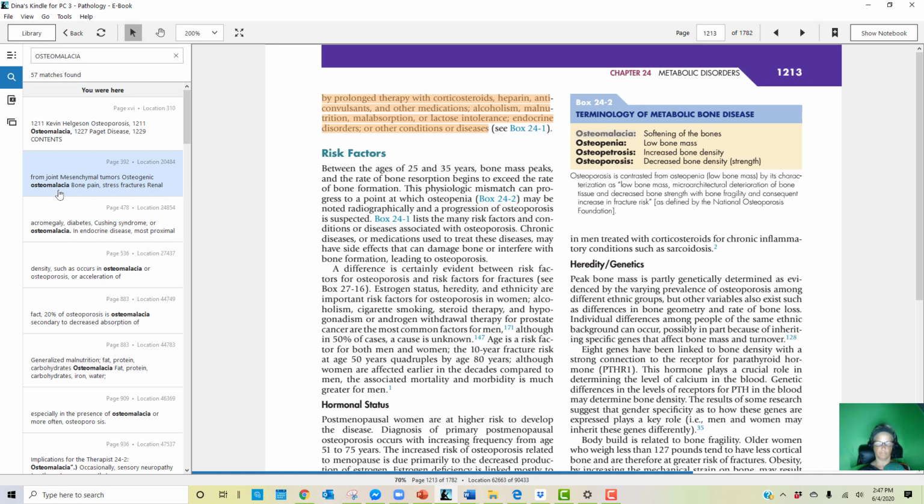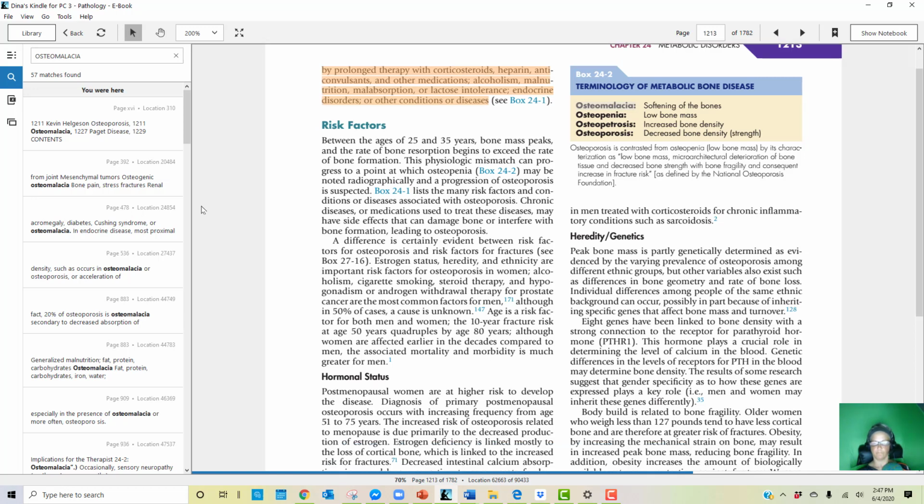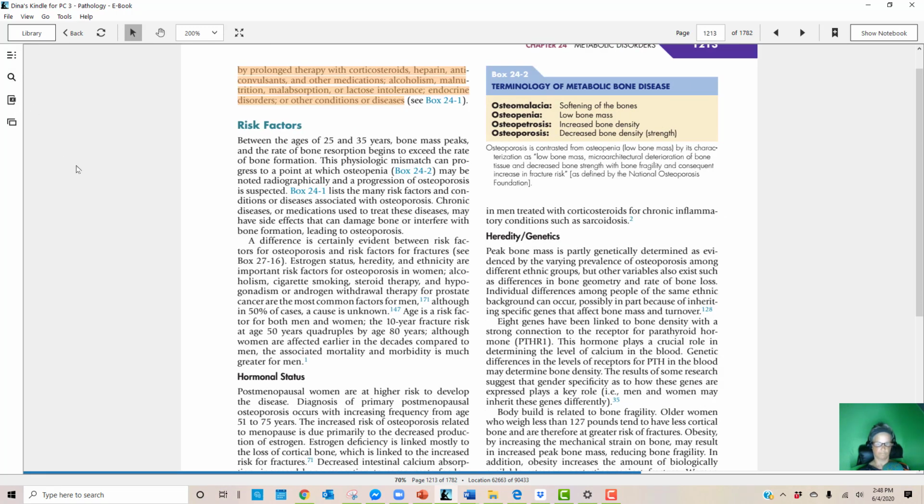See box 24.1. Risk factors: between the ages of 25 and 35 years, bone mass peaks, and the rate of bone resorption begins to exceed the rate of bone formation. This physiologic mismatch can progress to a point at which osteopenia, box 24.2, may be noted radiographically and a progression to osteoporosis is suspected. Box 24.1 lists the many risk factors and conditions or diseases associated with osteoporosis. Chronic diseases, or medications used to treat these diseases, may have side effects that can damage bone or interfere with bone formation, leading to osteoporosis. A difference is certainly evident between risk factors for osteoporosis and risk factors for fractures.